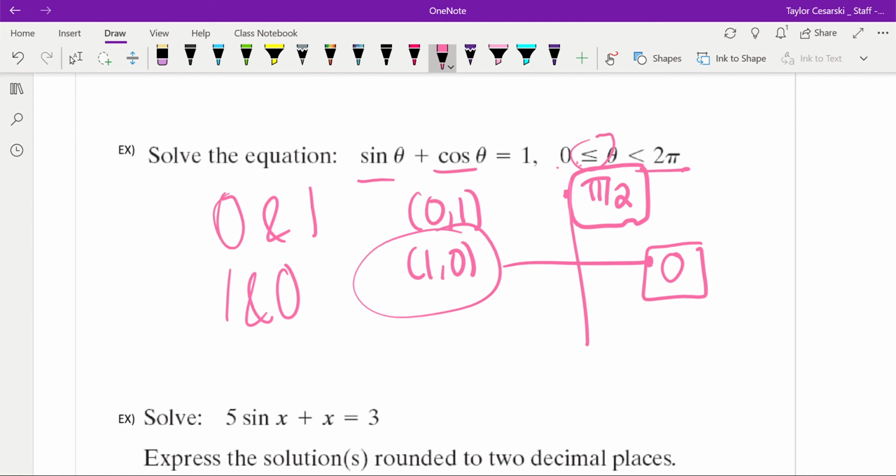So that gives you a background on trig equations. The main idea is just to get it all in terms of one trig function. If you can do that, if you can factor, look for different ways to solve. And that's about it.